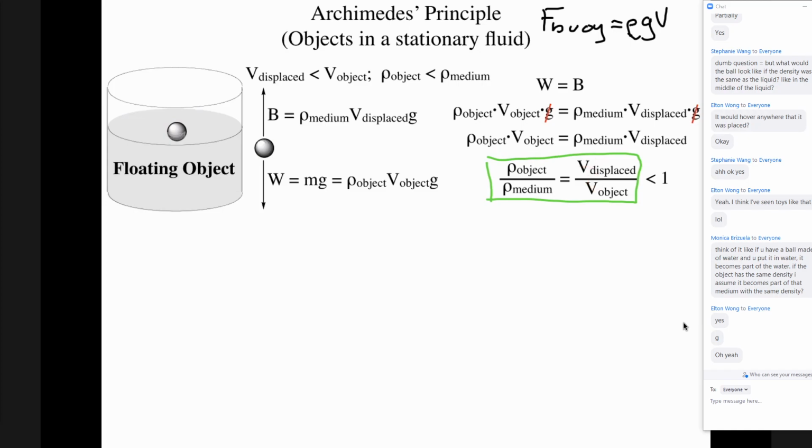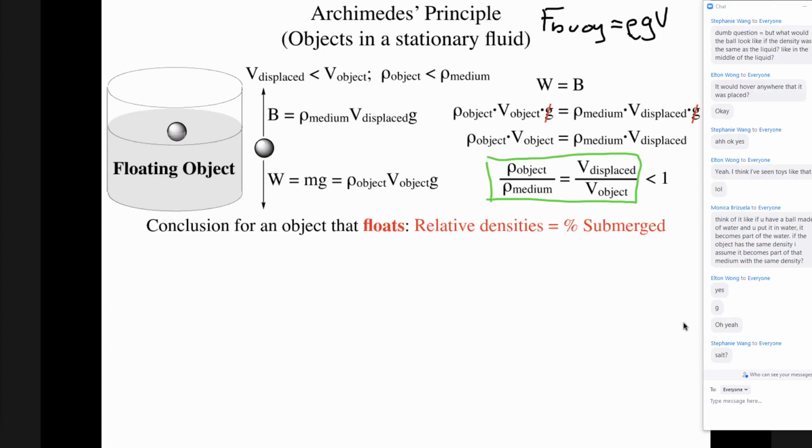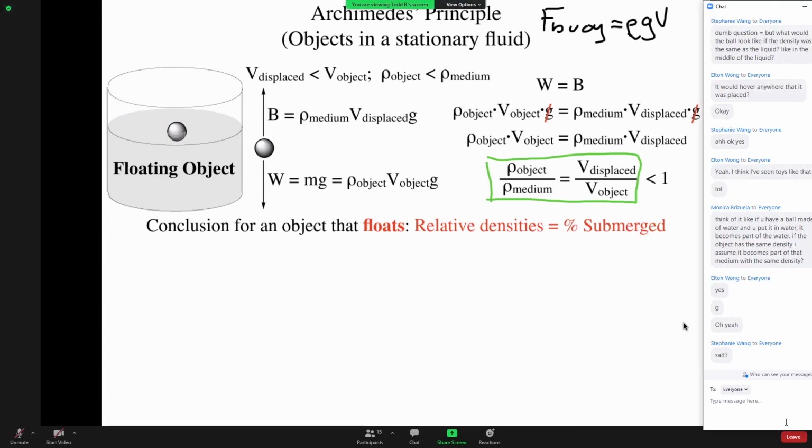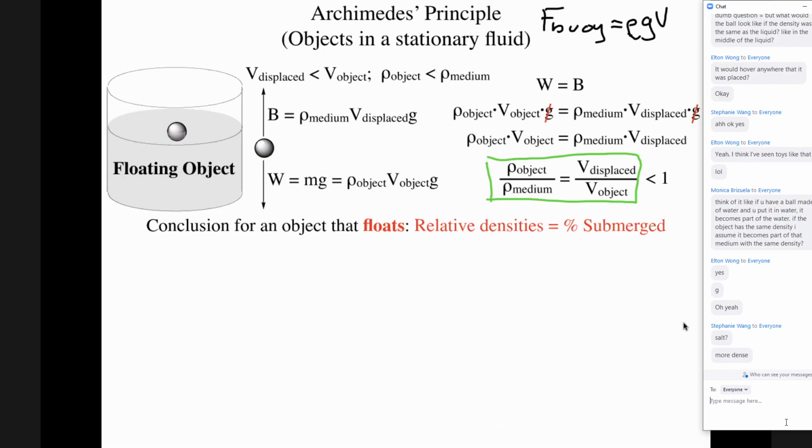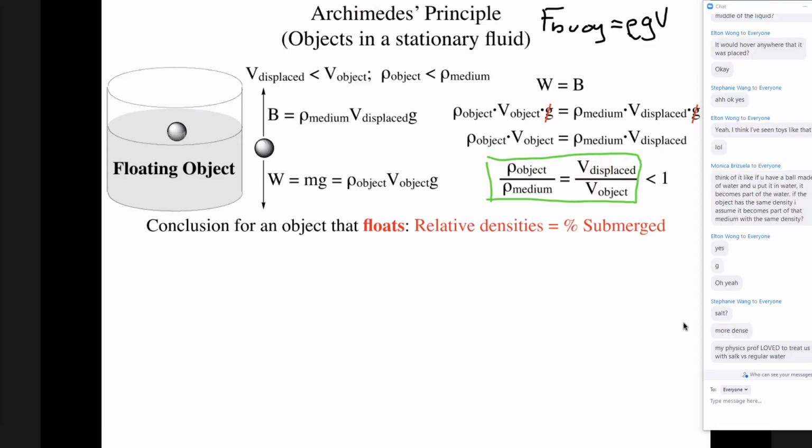So let me see if this makes sense. Do you float higher in salt water or distilled water? Why salt water? Absolutely correct. Why? More dense. Perfect. As the density of the medium goes up, this number gets smaller, which means the volume of the object doesn't change, so the amount displaced has become less, and you're less submerged.